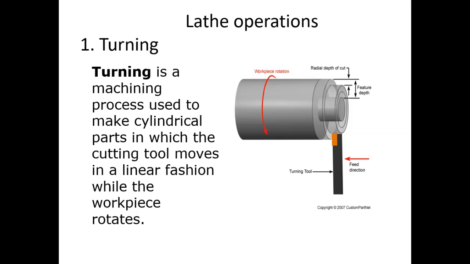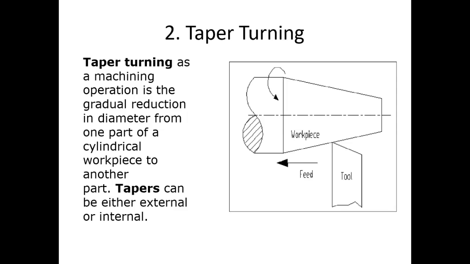By this we can reduce the diameter of a bar or rod or whatever the workpiece may be, right? This is the turning operation. So next one, taper turning. In many cases, we don't want a workpiece with the same cross-sectional area.